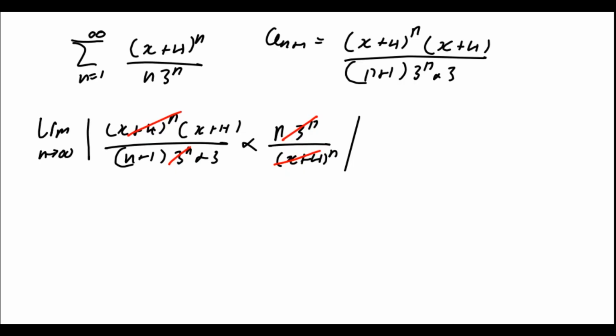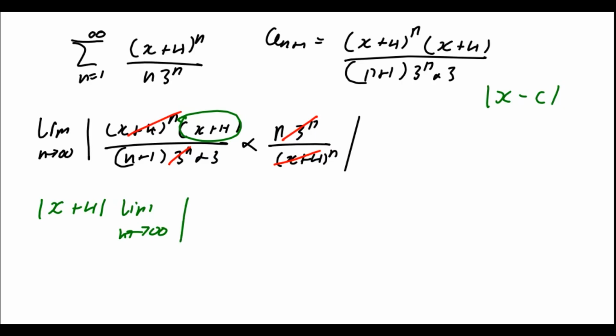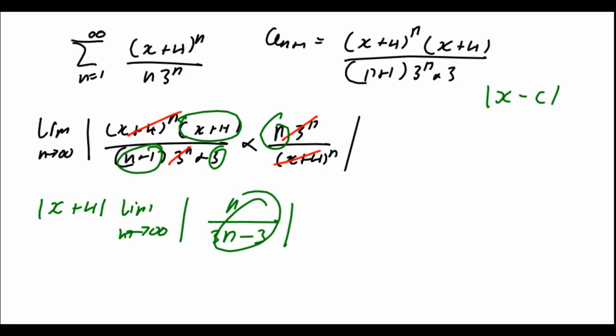So what you remain with, I can write it this way. It's like you had the absolute value of x minus c, which I can bring on the outside, that would be like absolute value of x plus 4. Then you say the limit as n approaches infinity. Inside here you're going to remain with n divided by 3n minus 3, when you expand this by this 3 that you have here, okay? So how you evaluate this is basically up to you.